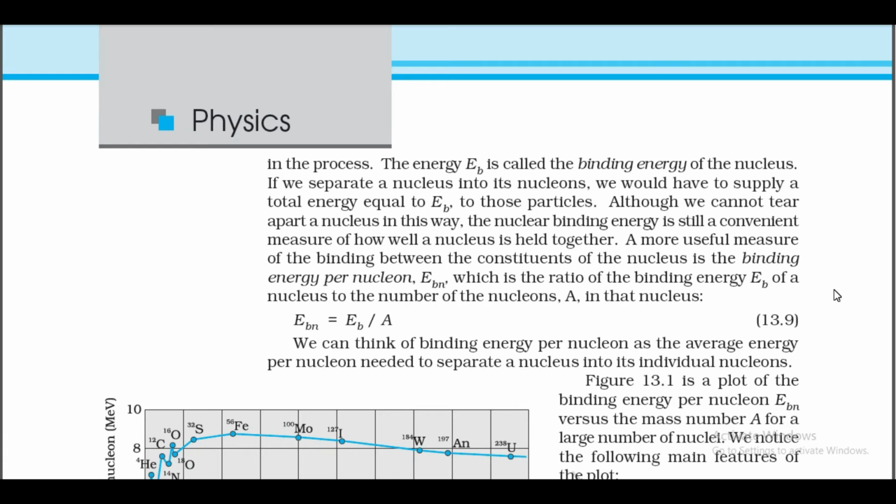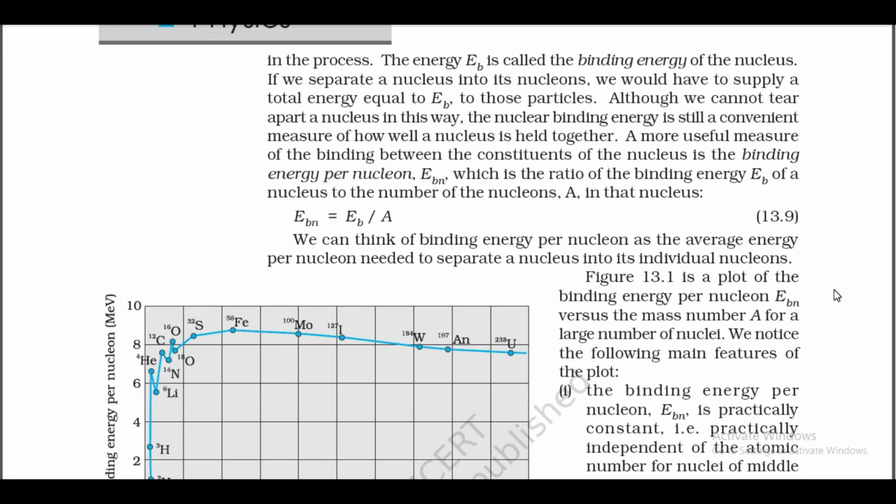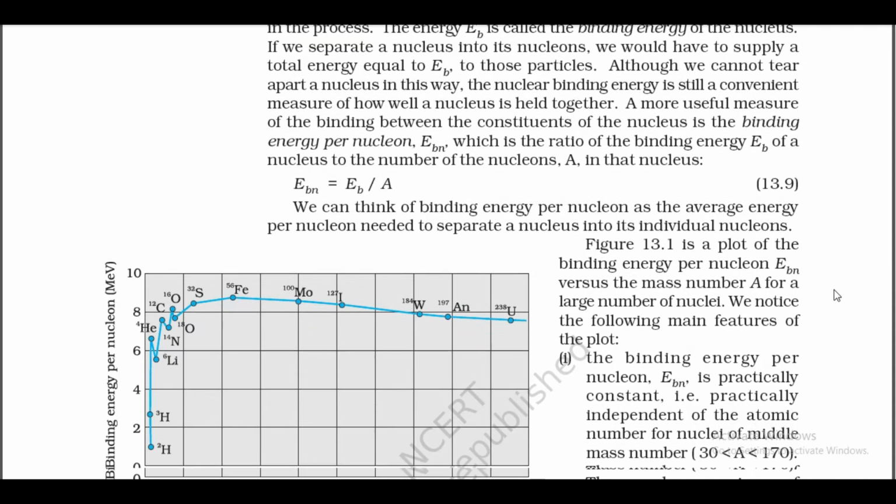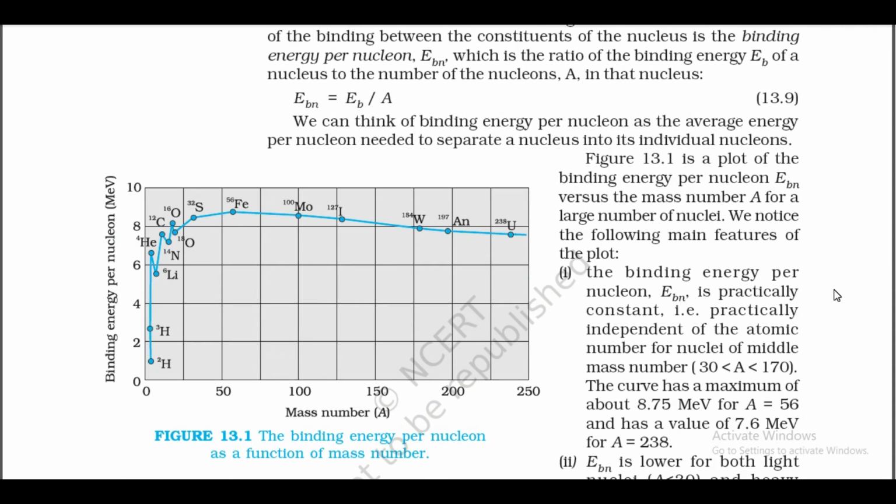EBN is equal to EB by A. We can think of binding energy per nucleon as the average energy per nucleon needed to separate a nucleus into its individual nucleons. Figure 13.1 is a plot of the binding energy per nucleon EBN versus the mass number A for a large number of nuclei. We notice the following main features of the plot.